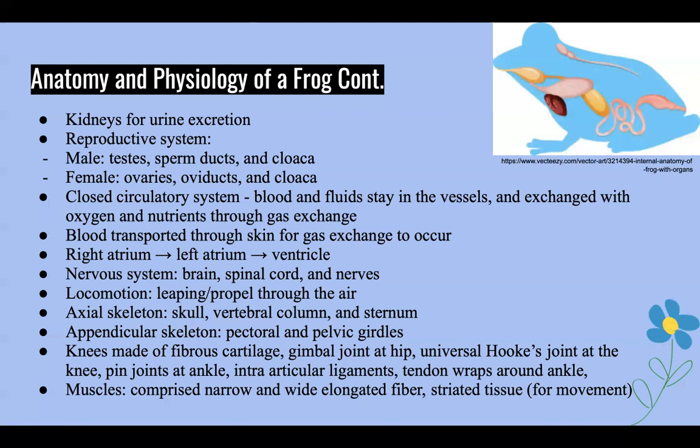Their knees are made of fibrous cartilage. They have a ball-and-socket joint at the hip, a universal hinge joint at the knee, pin joints at the ankle, and intra-articular ligaments. They also have tendons that wrap around their ankles. Their muscles are comprised of narrow and wide elongated fibers, which are made of striated tissue in order for them to move.